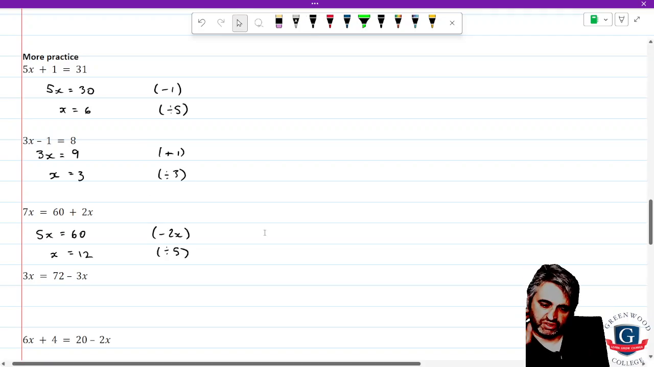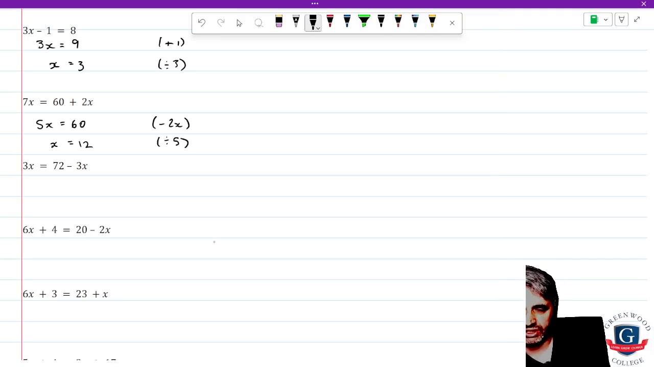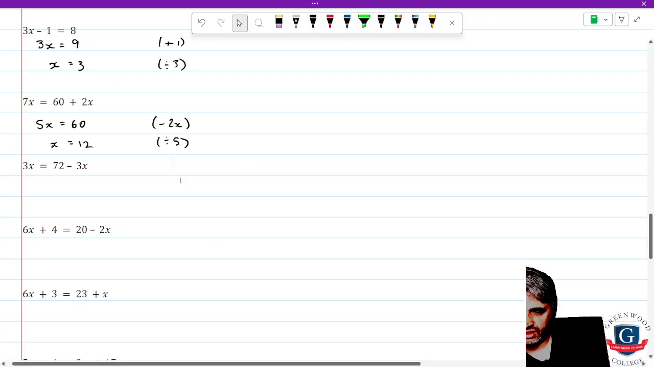Now, after a while, you don't have to write these on the right-hand side, so I might stop now. You're hearing me, but if you're writing it and you're trying to show the marker what you're doing, this is a good idea.